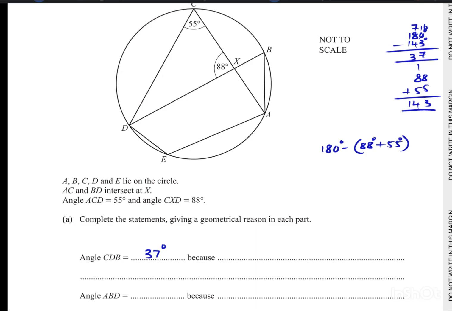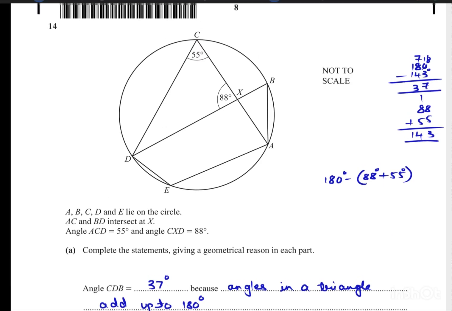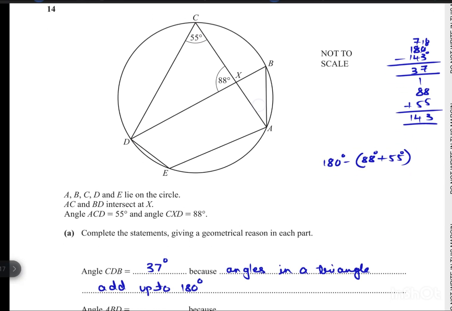Because angles in a triangle add up to 180 degrees. Second statement, angle ABD is equal to, where is angle ABD? Angle ABD is this.